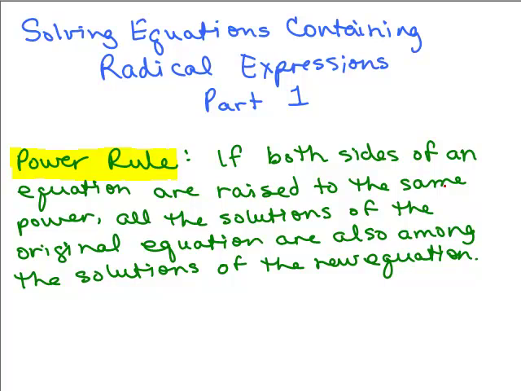If both sides of an equation are raised to the same power, all the solutions of the original equation are also amongst the solutions of the new equation. So what that means is, if we square both sides of an equation and we find the solutions there, then if there was a solution to the original, it'll still be there in the new equation. But the reverse is not true. So this is the basic warning. The warning is make sure you check your solutions in the original.